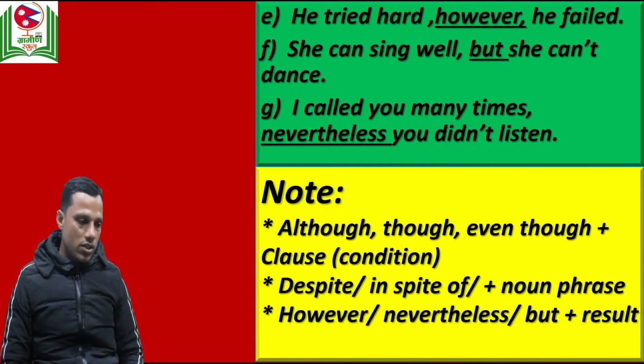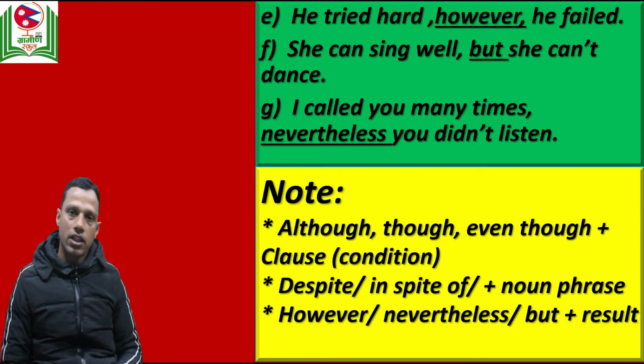Now I have given you some notes over here so that you will find it easier to understand the use of the connectives of unexpected result. Under note, the first point I have for you is although, though, even though plus clause. It means after the connectives although, though, and even though, there must be a clause, right? But after the connectives like despite and in spite of, there must be a noun phrase, right? So you need to notice this carefully in the sentence.